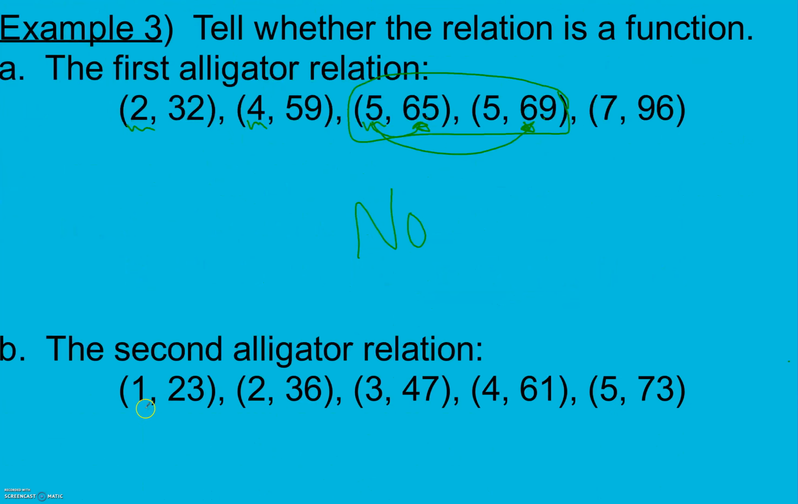In B, I have 1 goes to 23, 2 goes to 36, 3 goes to 47, 4 goes to 61, 5 goes to 73. Every input goes to exactly one output. So yes, this is a function.